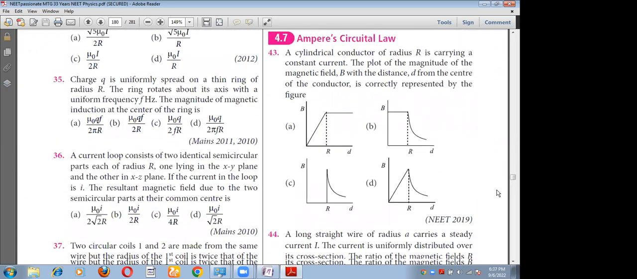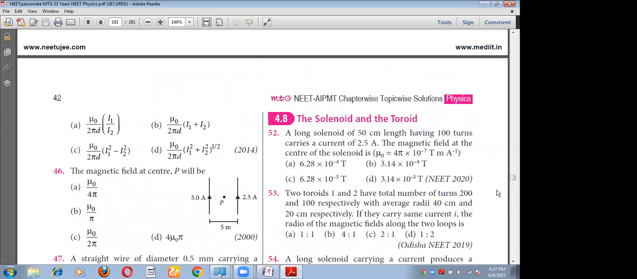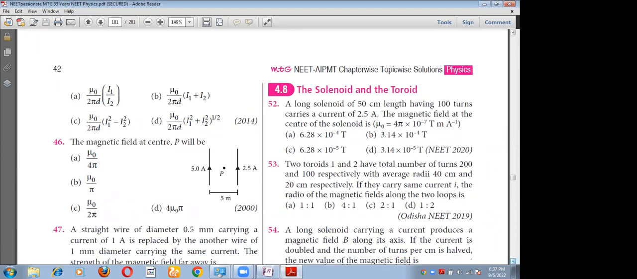So Ampere circular law we have discussed. So we all know the magnetic field due to solenoid, that is mu naught Ni, and toroid is mu naught Ni by 2 pi r. So I am not going to the expression of magnetic field, which you already know. We will discuss directly questions.